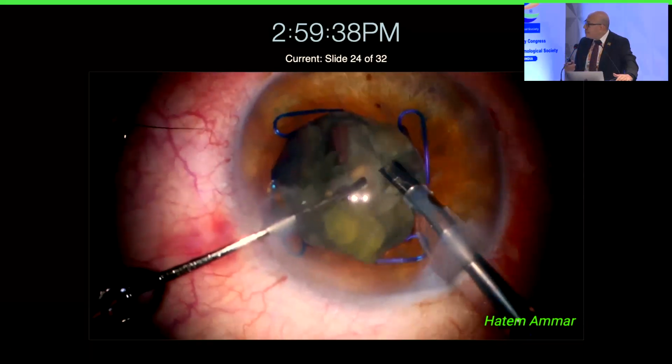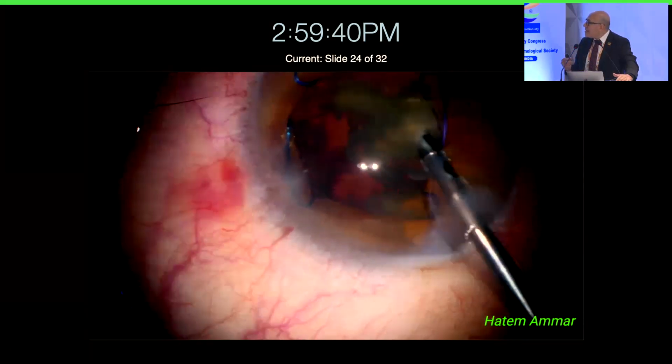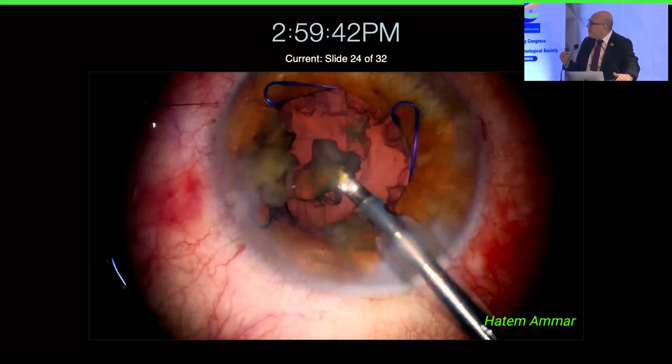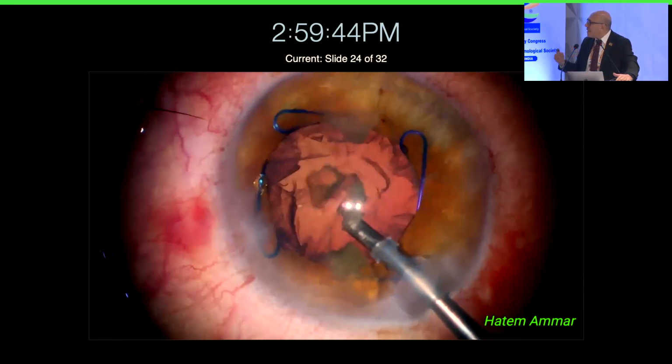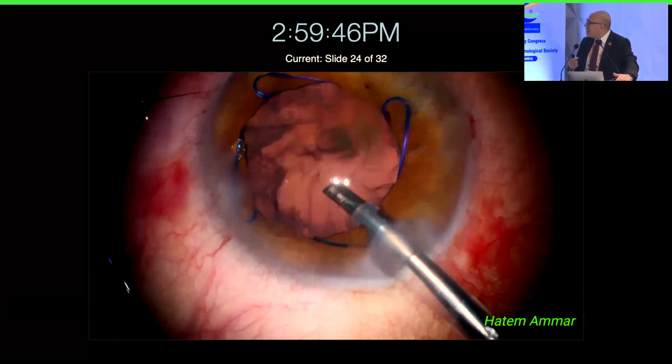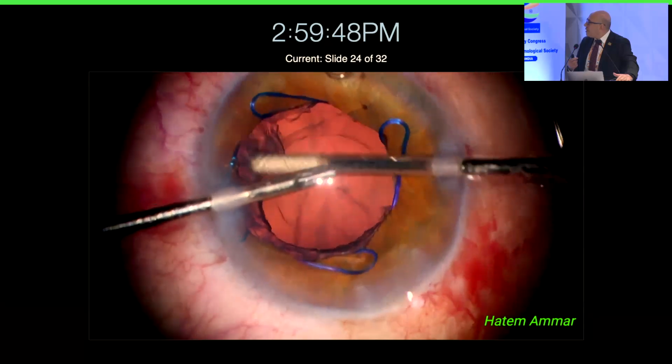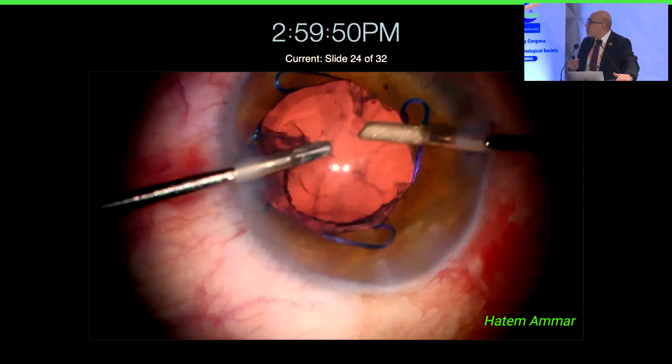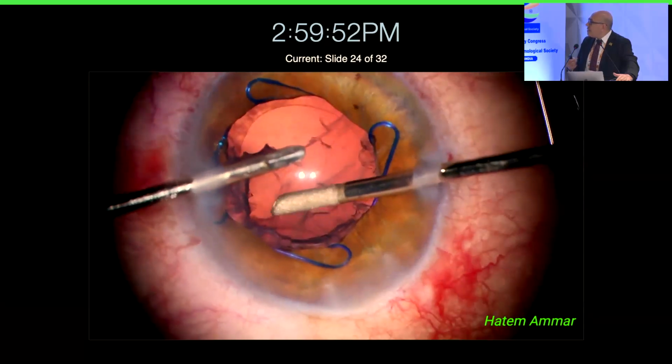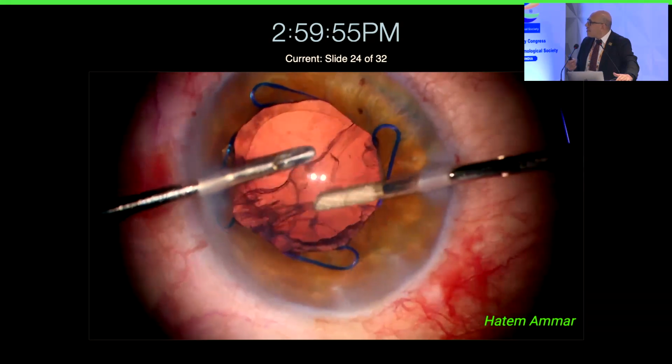Take your time. Aggressive manipulations mean severe inflammation with complete complication. Cleaning cortex, polishing posterior capsule, as you will see. Very, very careful cleaning.